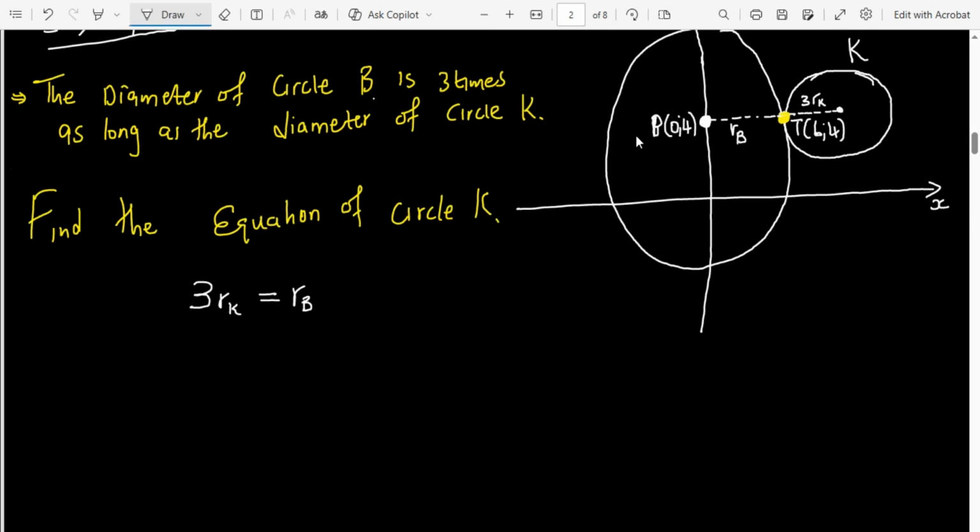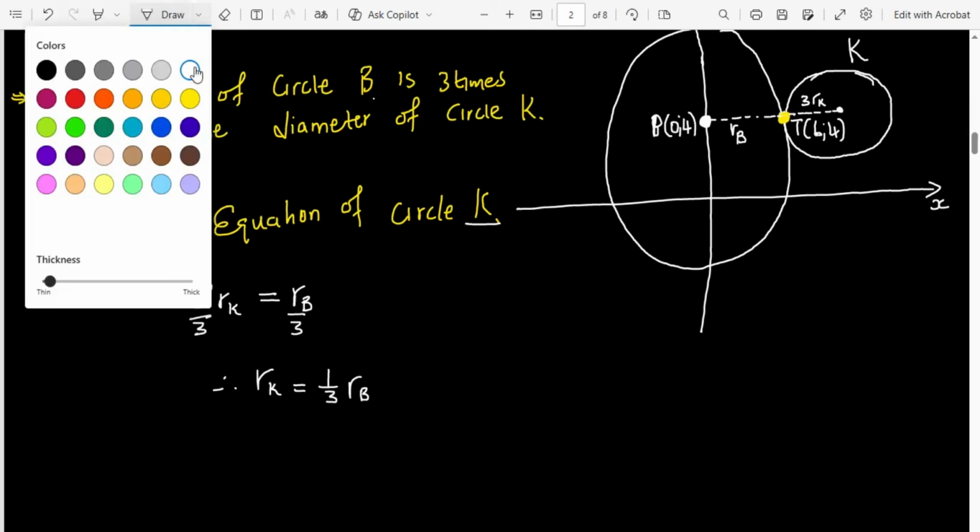Because they said the diameter is 3 times, this also applies to the radius. The radius of B will be 3 times the one of K. Therefore, what is the radius of K? Because we are looking for circle K. If I divide both sides by 3, this gives me the radius of circle K to be 1 over 3 of RB. Do we know the radius of B? Yes, we definitely know the radius RB.